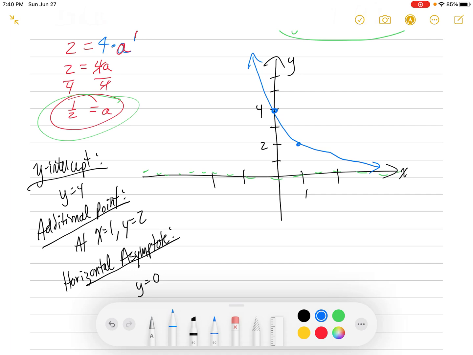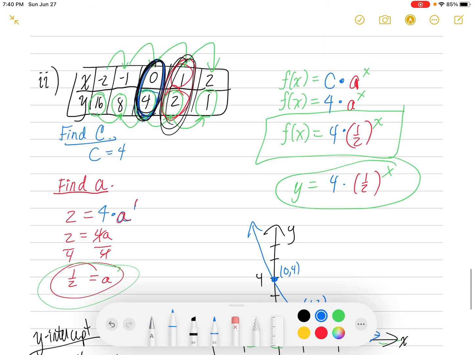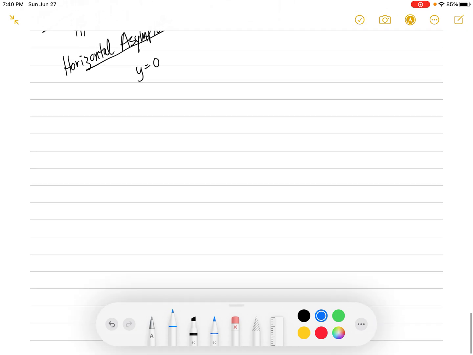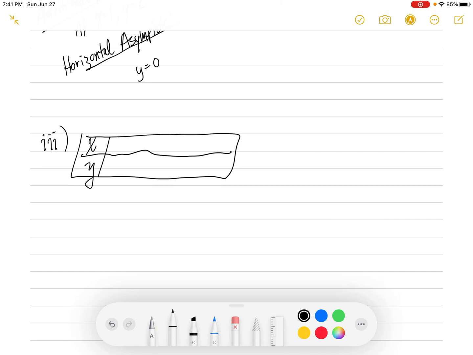We can see this one's going to be decreasing from left to right. So it approaches that horizontal asymptote on the right. On the left, it just goes up. I'm going to write in these points 0, 4 and 1, 2. Okay, I'll just do one more. This last one will be a little more challenging.